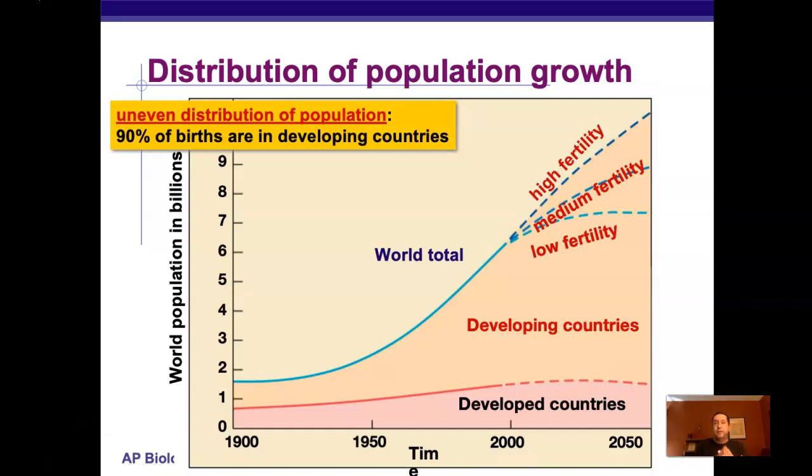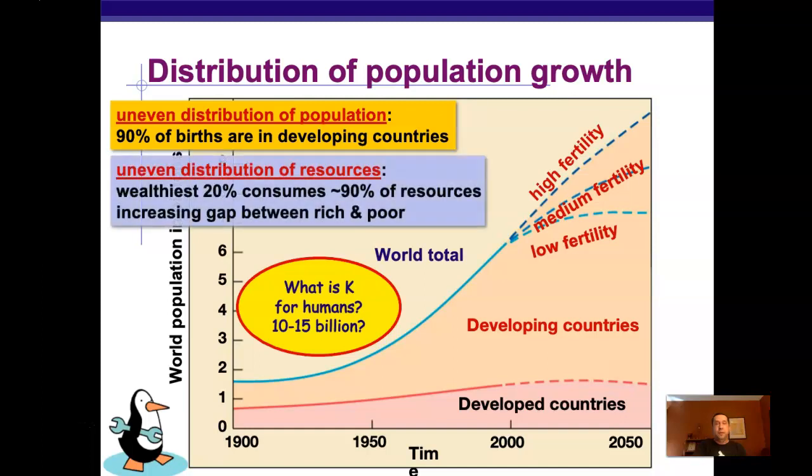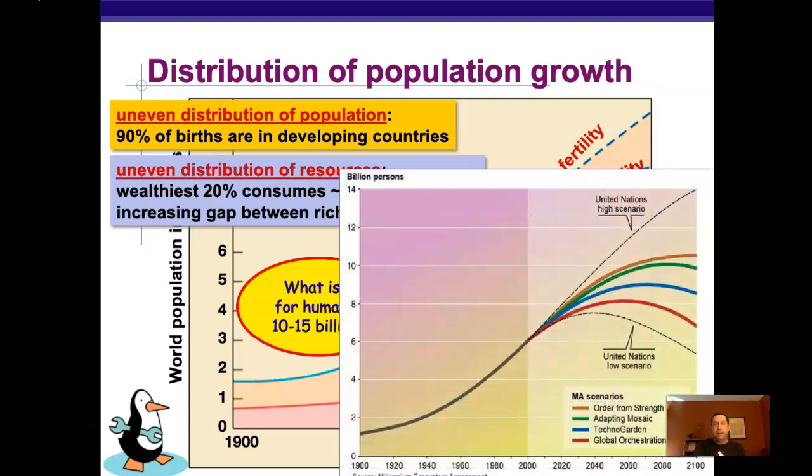There's an uneven distribution of population. 90% of the births today are in developing countries. So again, what is the actual K for humans? We don't really know. There's also an uneven distribution of resources. The wealthiest 20% consume 90% of the resources, which is increasing the gap between rich and poor countries. And again, this is just another way we can look at what could happen.